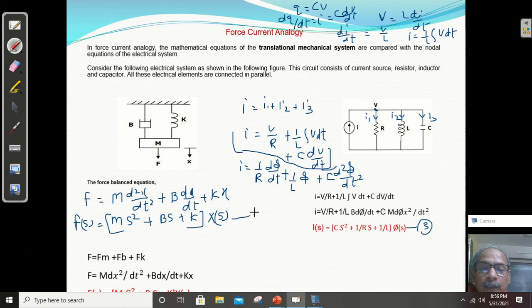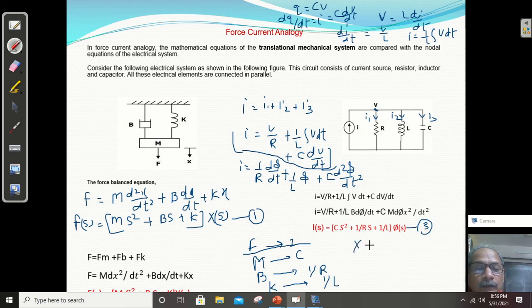If you compare equations 1 and 3, in the force current analogy, m is replaced by C, b is replaced by 1 by R, k is replaced by 1 by L. X of s is replaced by phi, and force will be replaced by current. So in this way you can get the force current analogy.